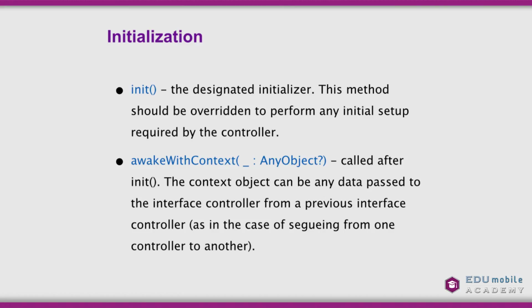awakeWithContext, and the context here is any object, is called after init. The context object can be any data that we want to pass to a new interface controller from a previous interface controller. And this would happen in the case, let's say, of segueing from one controller to another, or popping one, or pushing one onto the stack, or presenting a controller modally from another controller. We can pass it anything. And that anything is called the context. So we'll see this over and over. It's a very common pattern and a very powerful one in WatchKit app development.